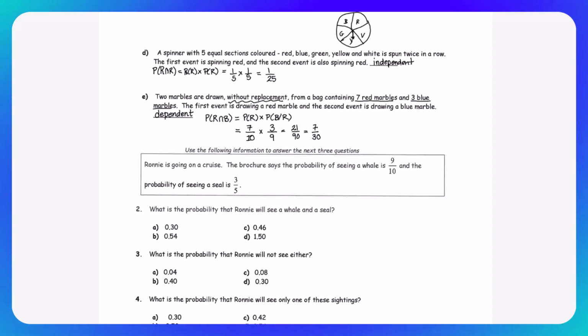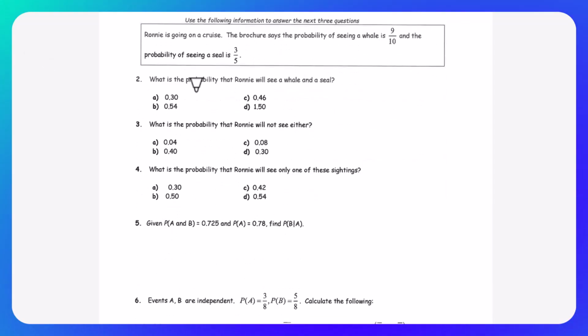Let's keep going. Now, using the following information, answer the next 3 questions. Ronnie is going on a cruise. The brochure says that the probability of seeing a whale is 9 over 10, and the probability of seeing a seal is 3 over 5. What is the probability that Ronnie will see a whale and a seal?